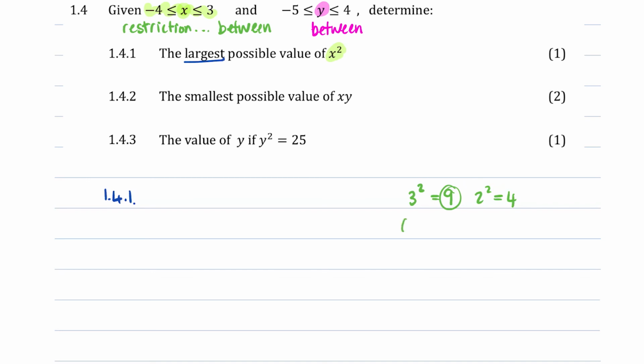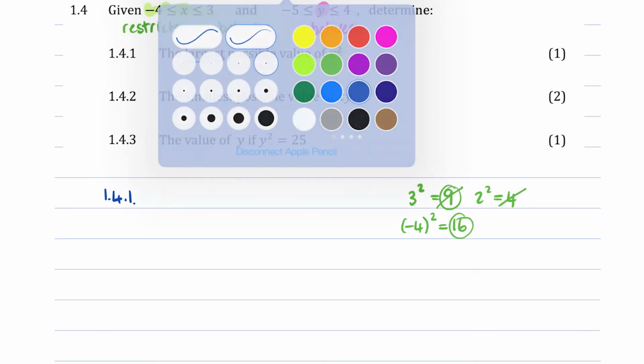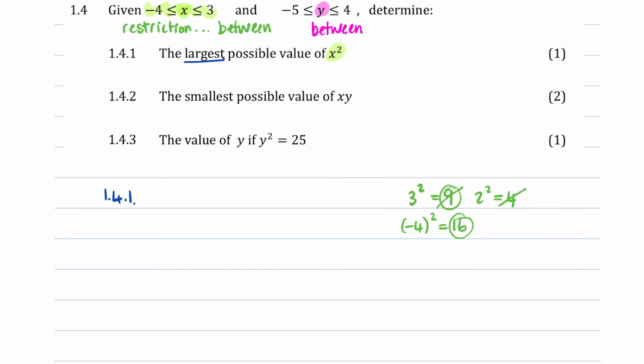But remember, if we take a negative number, let's go all the way down to the smallest value, negative 4 squared. When I take that x value and square it, I get positive 16. Suddenly 9 is not the largest number. 16 is the largest value of x squared. So if x was negative 4, the largest possible value of x squared would be 16. Make sure you've answered that question.